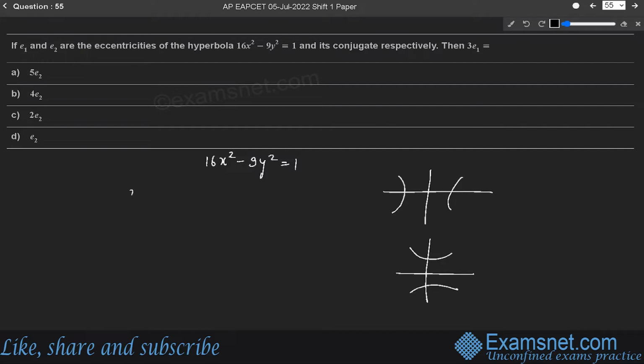It can be written as x square upon 1 by 16 minus y square upon 1 by 9 is equal to 1. And for the conjugate, the equation will be minus x square upon 1 upon 16 plus y square upon 1 upon 9 is equal to 1. Here in this case, a is equal to 1 by 4 and b is equal to 1 by 3.